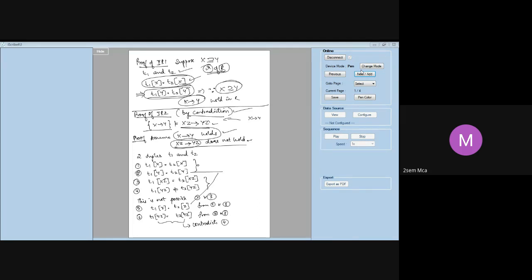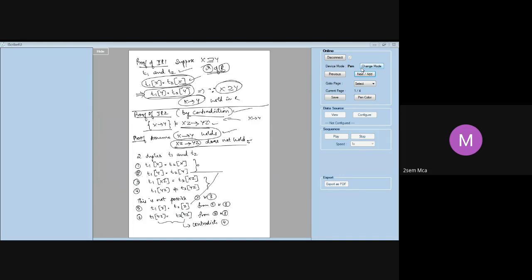Let me repeat again. This proof of IR2 we are trying to prove by contradiction. What is the rule? IR2 is an augmentation rule. It says that if you are given the functional dependency X determines Y, then you should be able to infer XZ implies YZ. That is our augmentation rule. Now we are trying to prove this by contradiction, which means I will assume X determines Y holds. At the same time, I will say if X determines Y holds, I cannot infer XZ implies YZ. That means XZ implies YZ does not hold. This is what I am trying to assume.